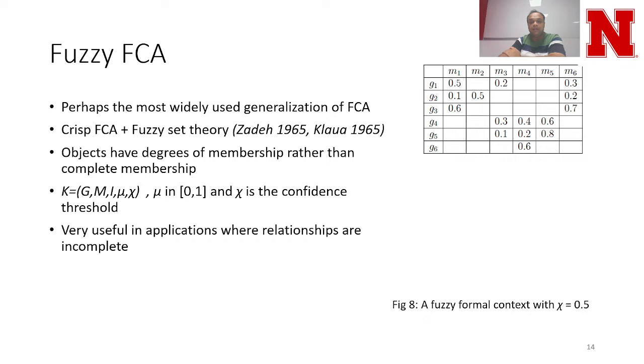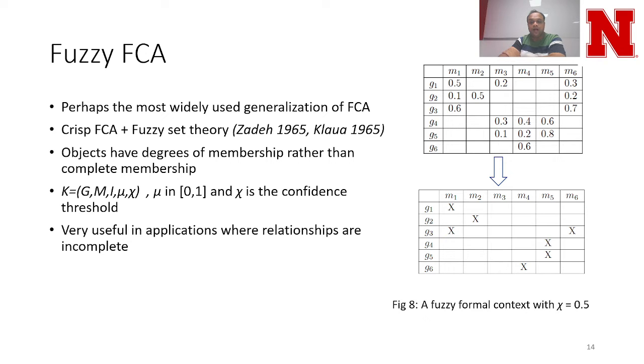And here is an example. So we have a bunch of objects here, G1 to G6 and M1 to M6. And the relationship now says G1 is 0.5, so M1 belongs to G1 with 0.5, and similarly, and so on. And if we apply the confidence threshold χ, which is 0.5, we can easily scale this to the crisp FCA, which looks like this. So where G1 belongs to M1 and G2 belongs to M2, and so on. So anything below 0.5 is discarded. Anything greater than or equal to 0.5 means that the attribute belongs to the object.